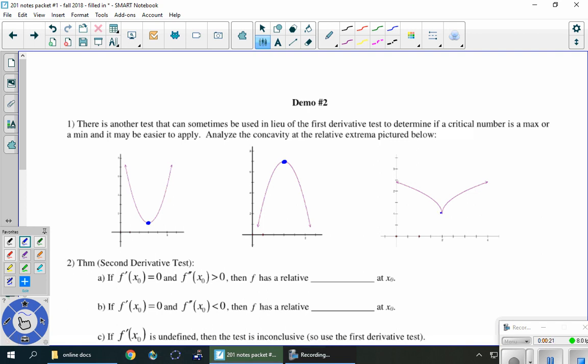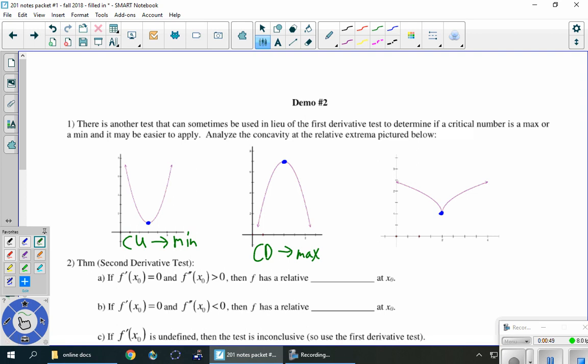Each graph has one. And we're going to figure out what's happening with the concavity at each of these 3 blue points. So for the left-hand graph, this function here is concave up everywhere. And it happens that the blue point is a relative minimum. In the middle graph, the whole graph is concave down everywhere. So in particular, at that blue point, the graph is concave down. And it turns out that concave down gave us a maximum.